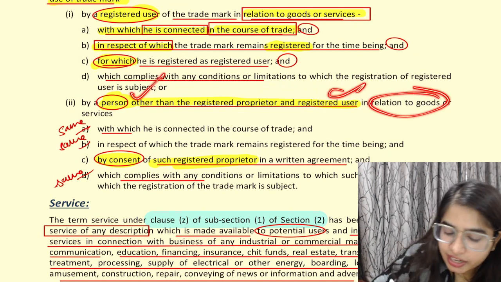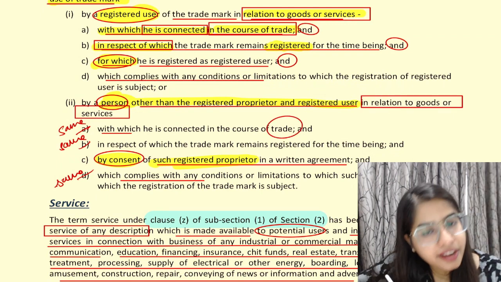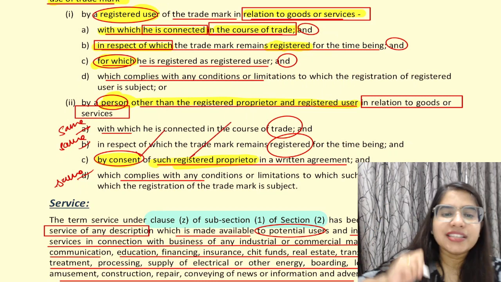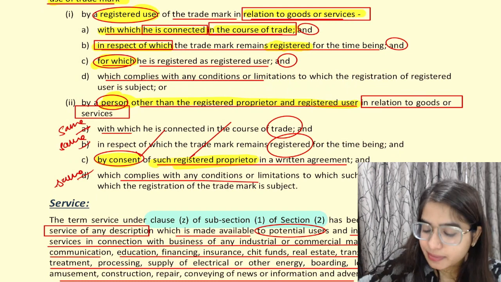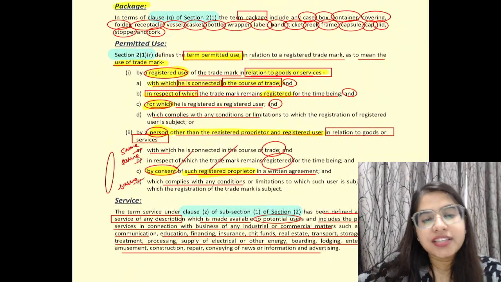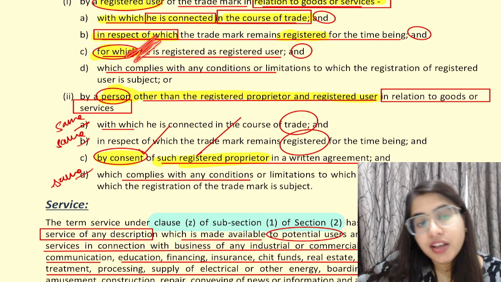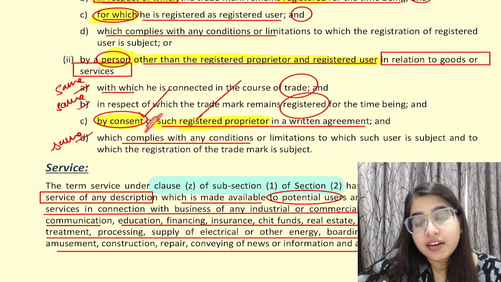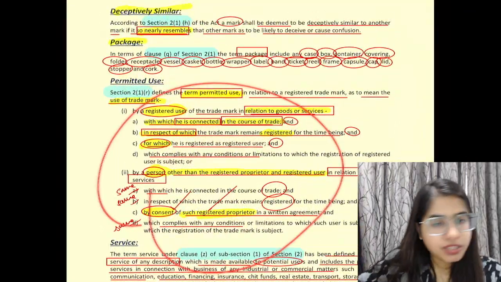It is used in relation to those goods and services which are connected with your trade. Number two, for which registration has been obtained. Number three, you have been given written consent by the registered proprietor to use that, and fulfilling such other conditions as may be prescribed. So these are the same points except for the third point, because the first one said that he himself is registered, and in the second one, the third point says that he has taken consent from the registered proprietor. Rest all is the same. I hope permitted use is clear to you.